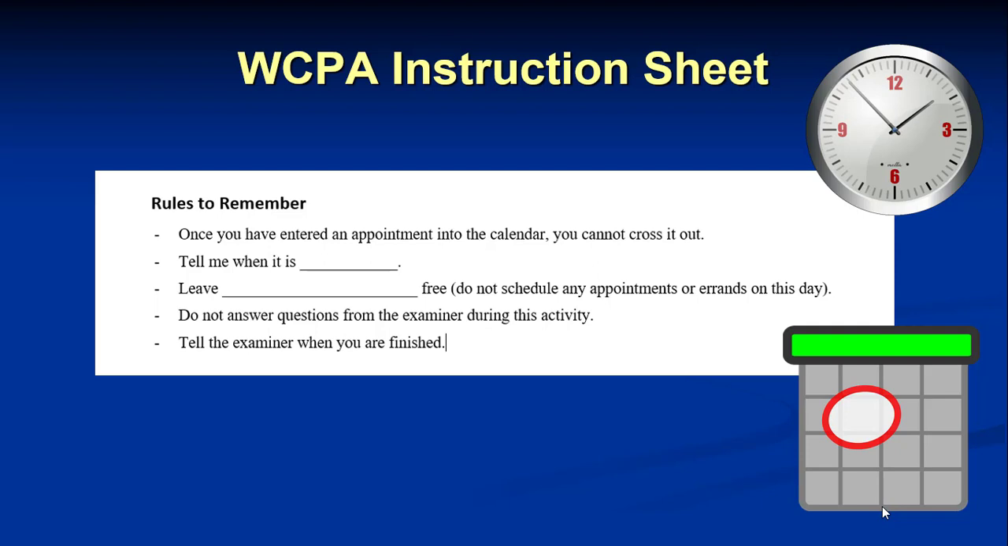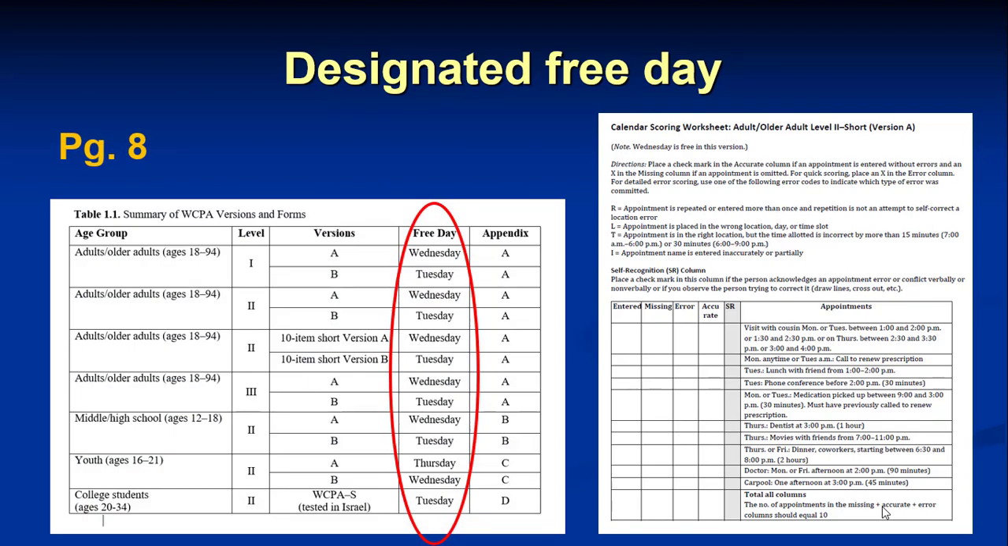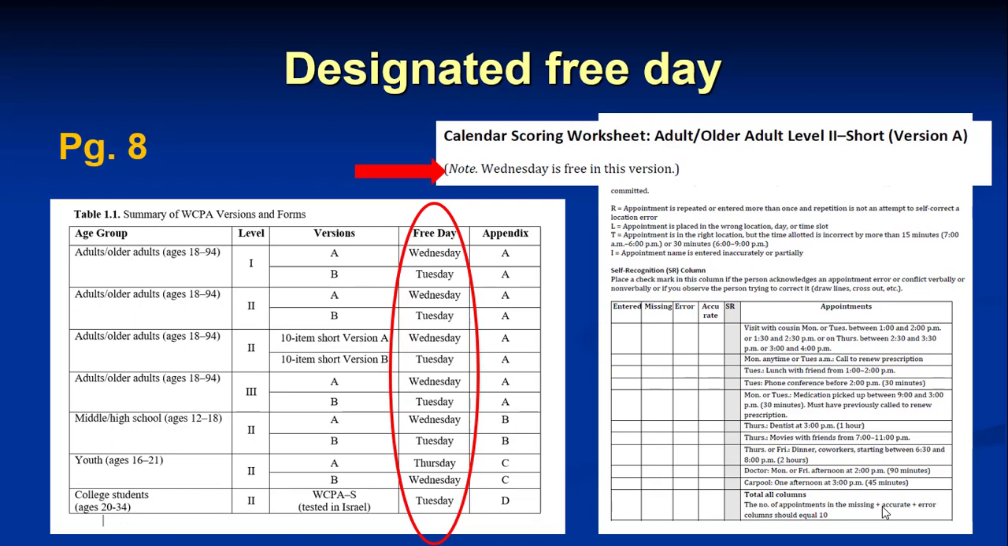When presenting the instruction sheet to the client, the examiner should note the current time and choose a time estimated to be approximately 7 minutes after the client begins the task. This time should be written directly under the rules to remember on the line that states "Tell me when it is." On the next line, the examiner should indicate the day of the week that should be left free. Depending on the specific appointment list or version used, this day will vary. The designated free day for each version is indicated on page 8 of the manual and at the top of each appointment scoring worksheet.